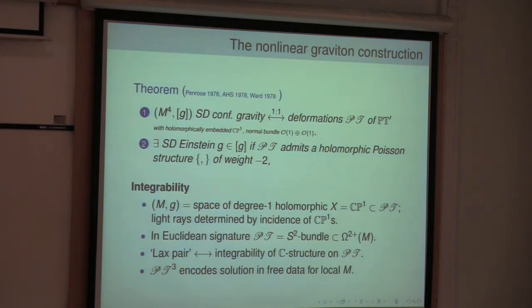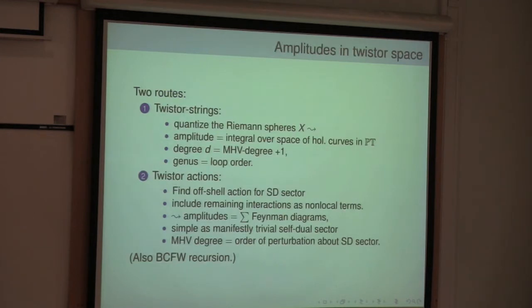The twistor space can actually just be presented as a complex manifold. You can present it in a number of ways, using overlap functions, using D-bar operators, without any differential constraints on anything, and so it provides a solution in free data for a local self-dual manifold. This also expresses the complete integrability of the self-duality equations. Okay, so how can we understand amplitudes in twistor space?